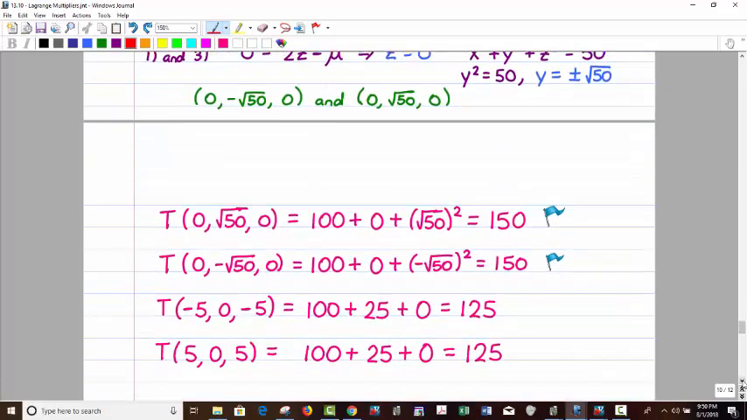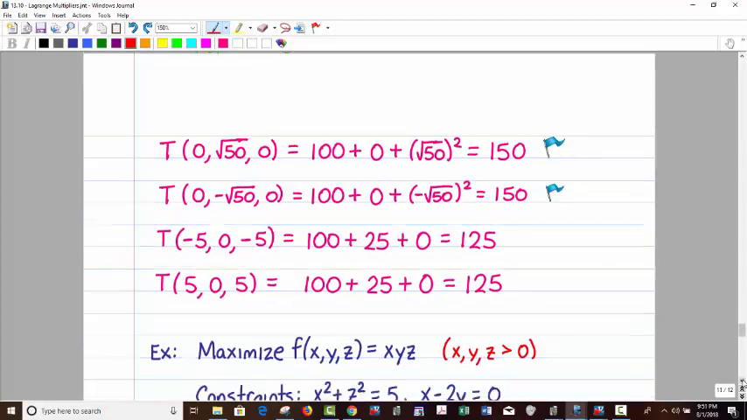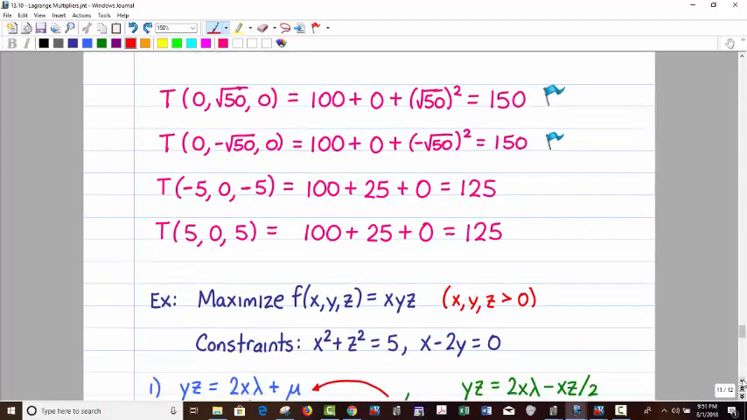And we actually have a tie. So obviously we include all ties. So the 0, root 50, 0 or 0, negative root 50, 0 yielded 150, which was greater than the 125. So we have a tie there basically. All right, I like that one.